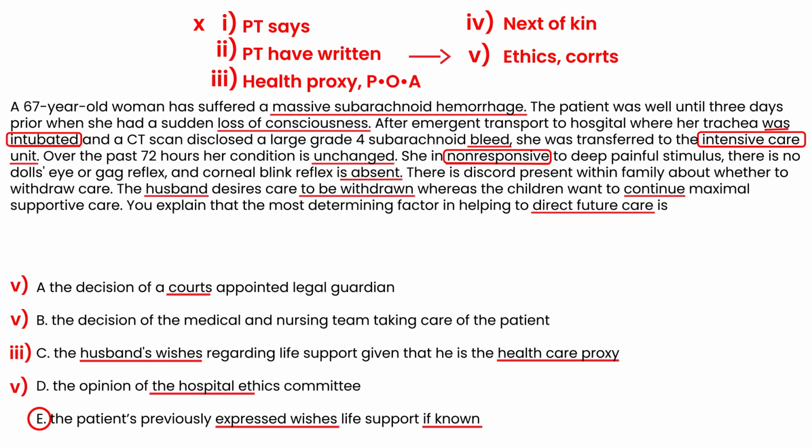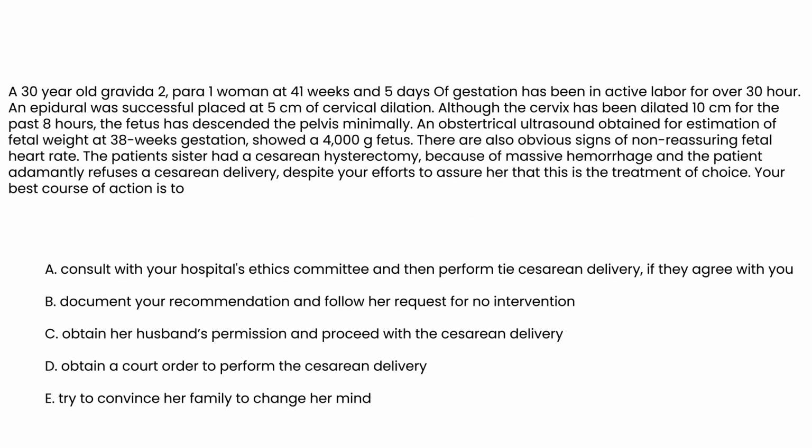Next question. 30-year-old gravid at 2 para 1 at 41 weeks, 5 days gestation, has been in active labor for about 30 hours. Epidural was successful, placed at 5 centimeters, cervical dilation. Although the cervix has been dilated 10 centimeters for the past 8 hours, fetus has descended the pelvis minimally. An OB ultrasound obtained for estimation of fetal weight at 38 weeks gestation shows a 4,000 gram fetus. There are also obvious signs of non-reassuring fetal heart rate.